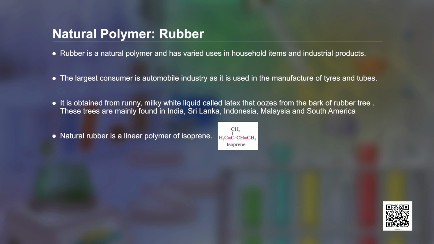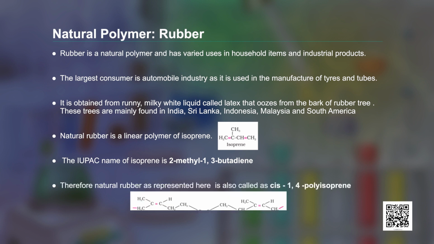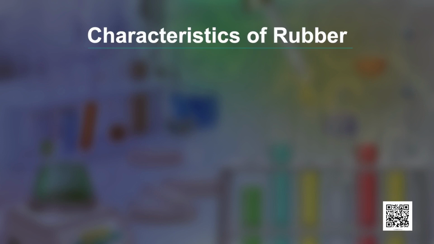What is the IUPAC name of isoprene? I hope you all would be able to make out this. It is 2-methyl-1,3-butadiene, and therefore natural rubber is represented as shown in this picture, and it is also called cis-1,4-polyisoprene. Let us study about a few of its characteristics.